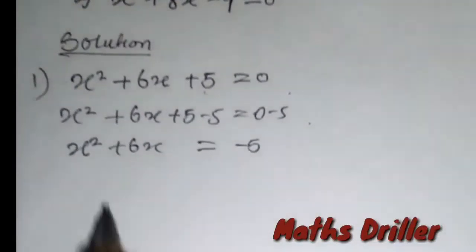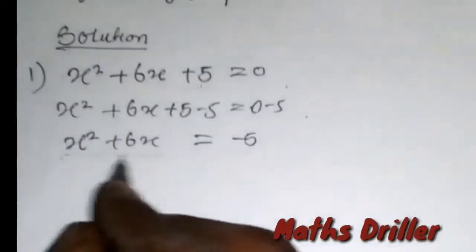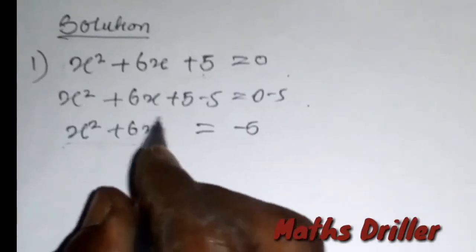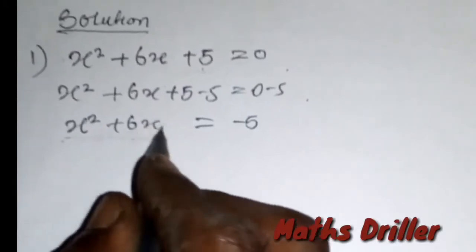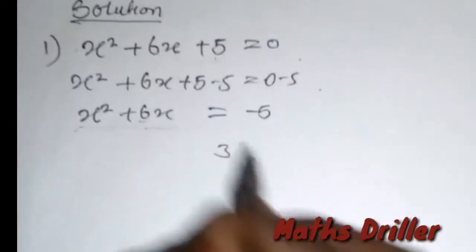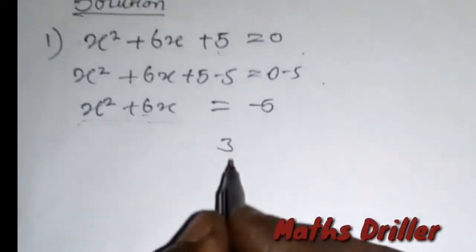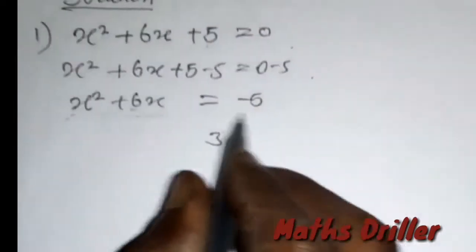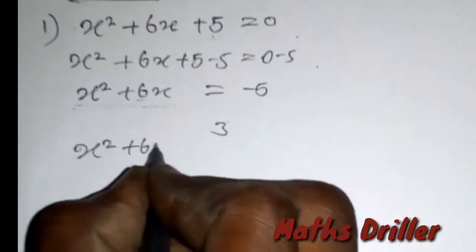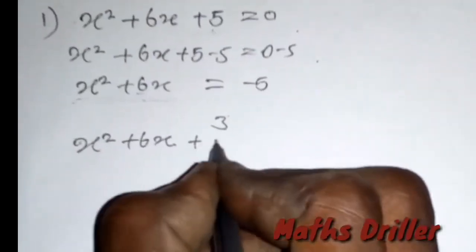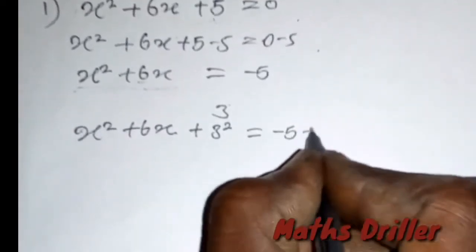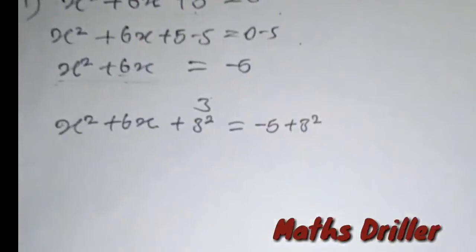The next thing is that we are going to complete the square. How do we complete it? We always need to find half of the coefficient of single x. Single x has a coefficient of 6 and half of 6 is 3. So what we are going to do now is to square this 3 and add it to both sides of this equation. Therefore, we have x squared plus 6x plus 3 squared is equal to minus 5 plus 3 squared.